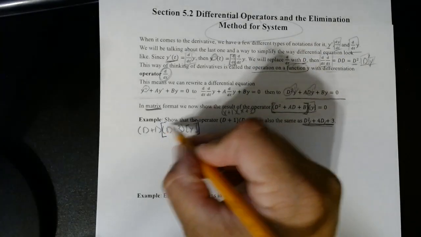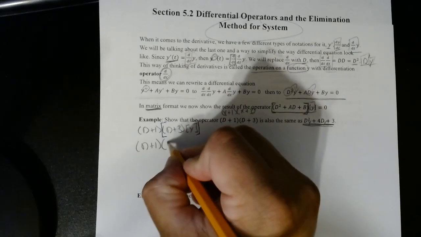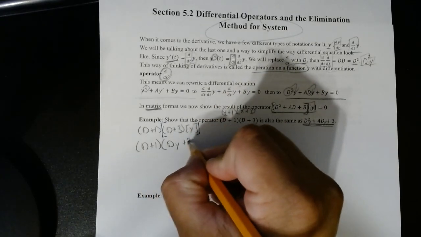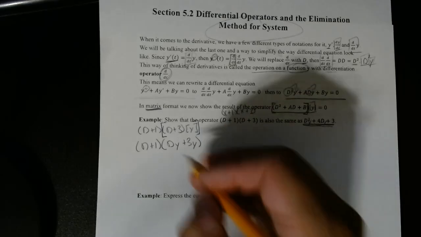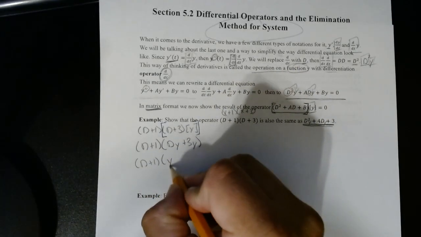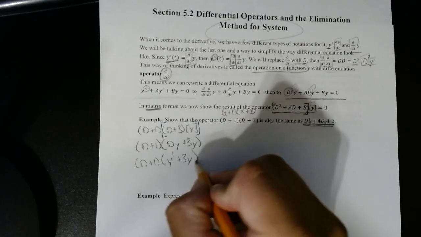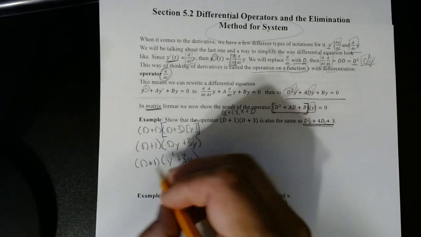So here we could distribute. So this is going to be like that. Now again, what does this mean? This is the derivative and that's just itself. And now I do it one more time. Again, do the distributive property.